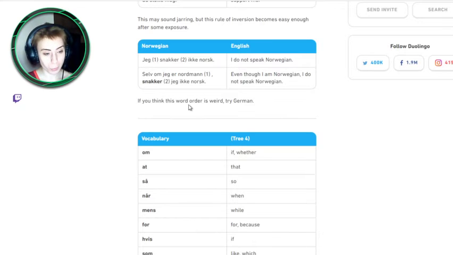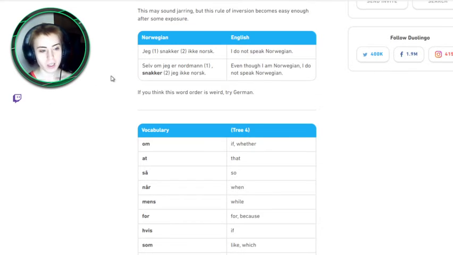If you think this word order is weird, try German. I think in German, too, you can move the verb to the very end of a sentence. One joke I've heard, you can't interrupt a German person when they're talking to you, because if you interrupt them in the middle of a sentence, if you don't hear the end of the sentence, you don't know what they're talking about, because the verb goes at the end of the sentence. In some cases, I think German is a bit more flexible with it, but yeah.